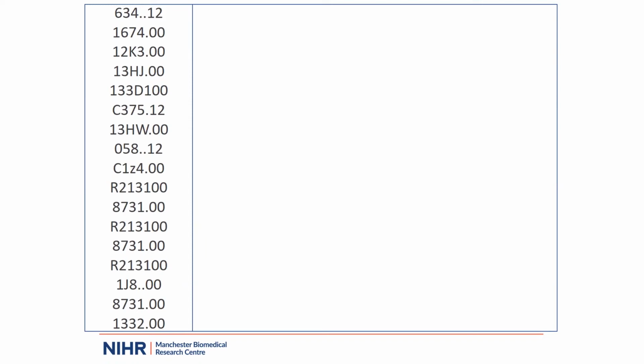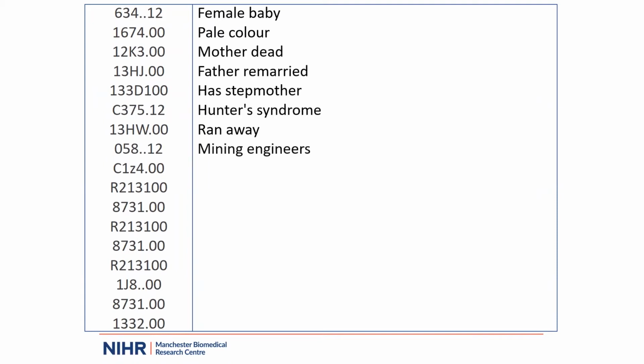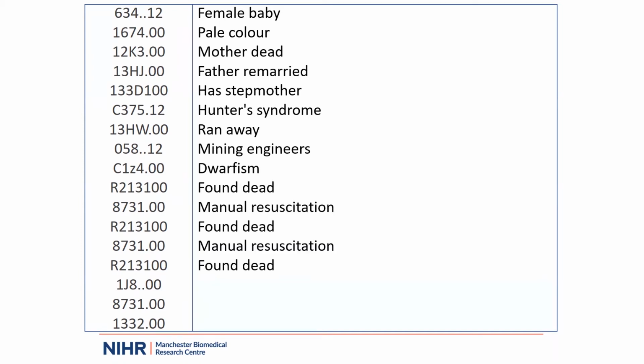We can do one more. Female baby. They all seem to start with a female baby. Pale colour, mother dead, father remarried, ran away, mining engineers, dwarfism, found dead, manual resuscitation, found dead, manual resuscitation, found dead, suspected food poisoning, manual resuscitation, married. And that, of course, was Snow White. So if there's time, I do have more of those, which I can do at the end.